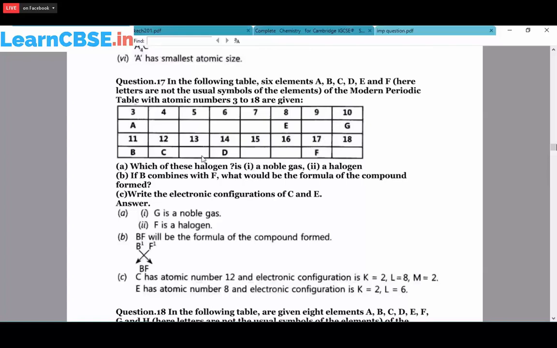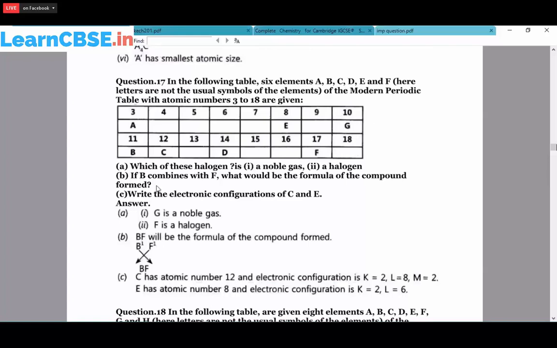Okay, so they have given some of this, and so the G is present in the group 18. So this is present in the last column, so we call it a noble gas. Before that, it's group 17. We call it a halogen. So F is a halogen, and G is the noble gas, because here all the electrons on the outermost shell are completely filled.